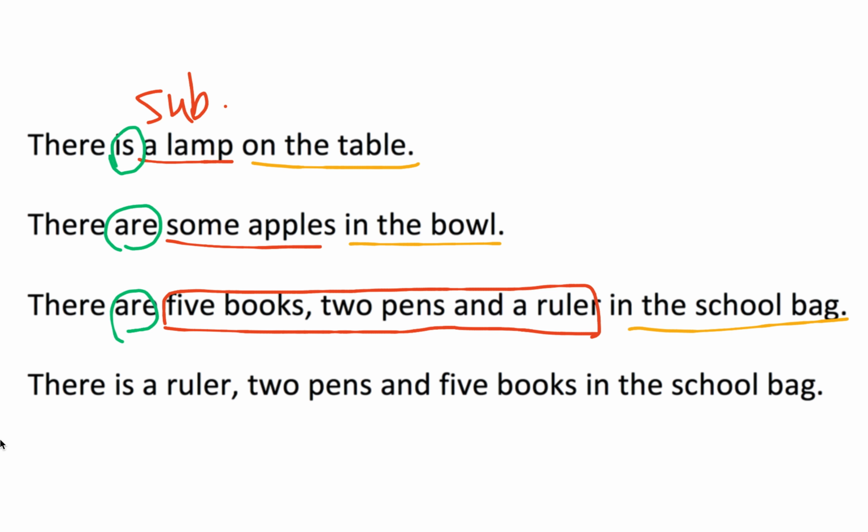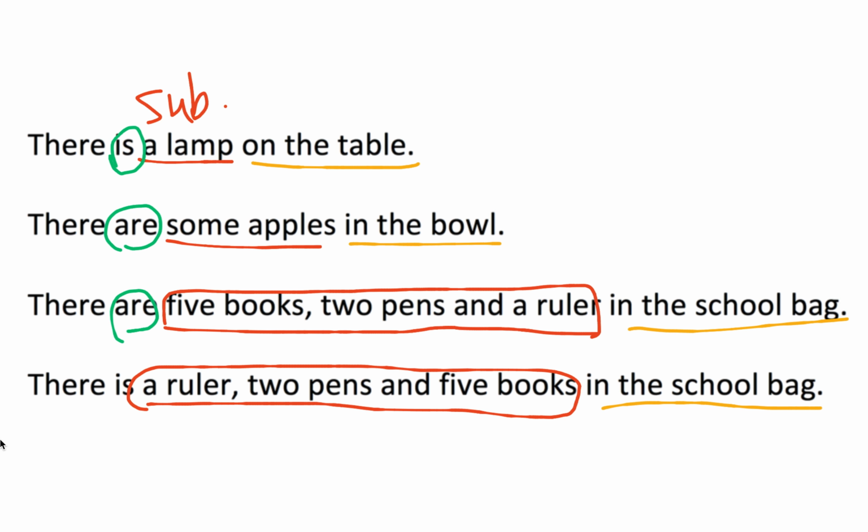So the weirdest thing is the fourth sentence. In the fourth sentence, you see actually the subject is the same as in the third sentence. And of course, the place is also the same, in the school bag. But what is different is it uses is as the be verb, not are, because now the only difference is here: the 5 books determine whether we use is or are.